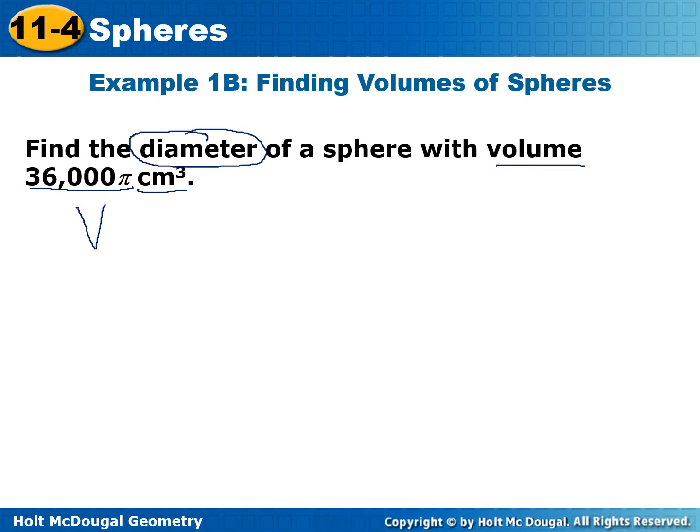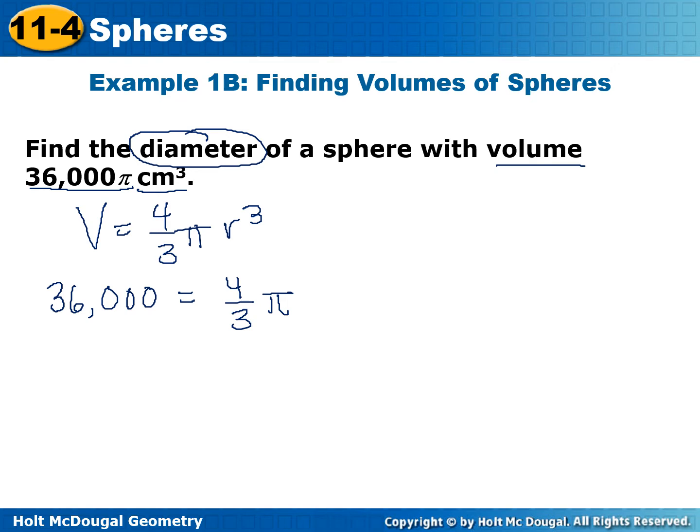Now, the volume is equal to 4/3 of pi r cubed. So let's put what we know in there. So it's going to be 36,000 pi equals 4/3 pi r cubed. Oops, forgot that pi right there. Now I want to clear this 4/3, so I'm going to multiply by its reciprocal 3/4 on both sides. That 3 will cancel this 3. This 4 will cancel that 4.